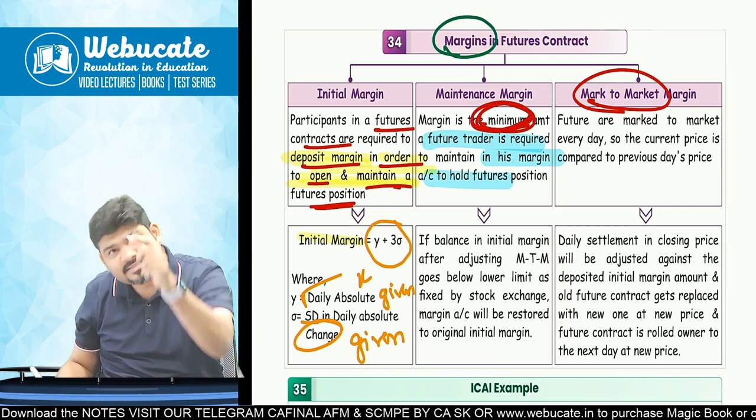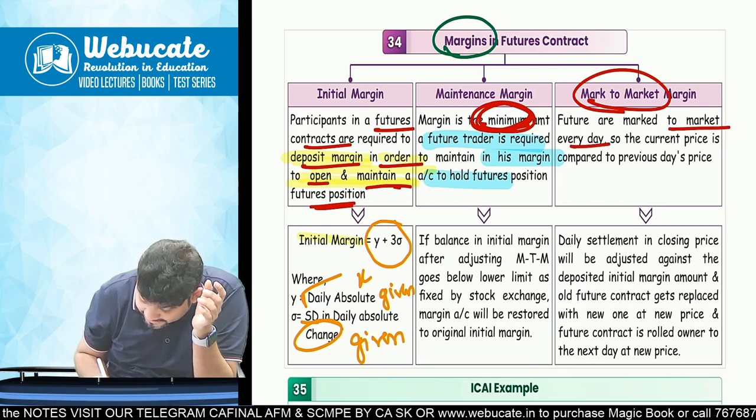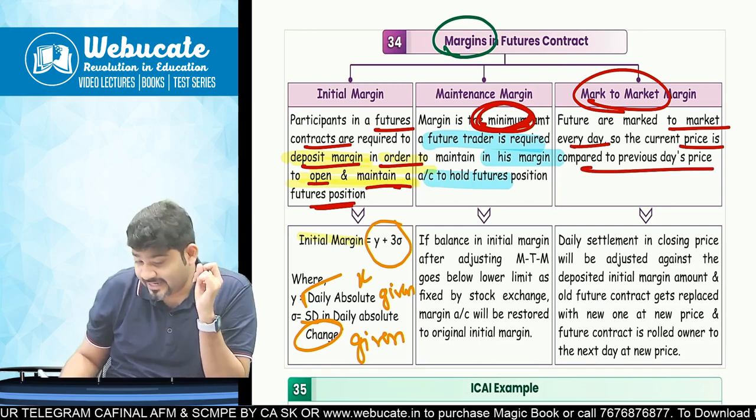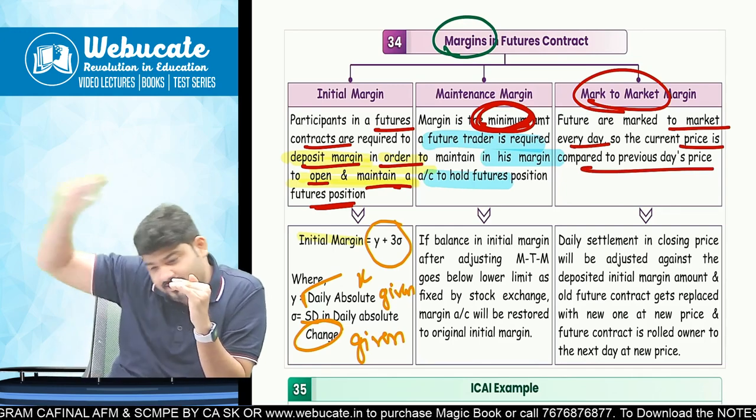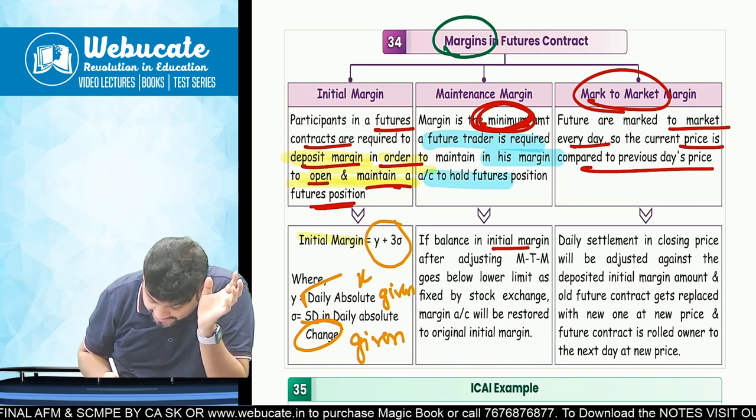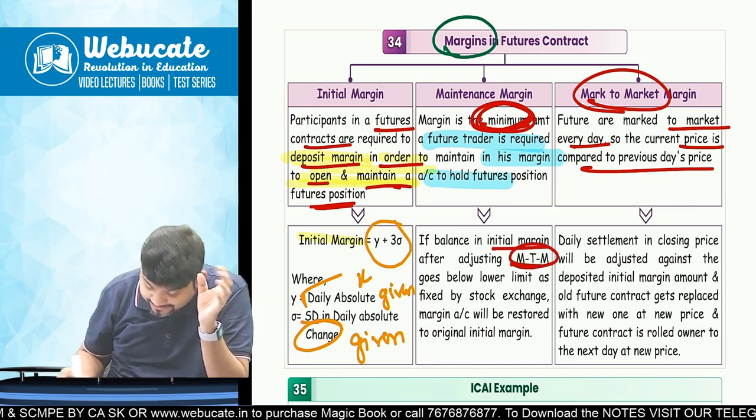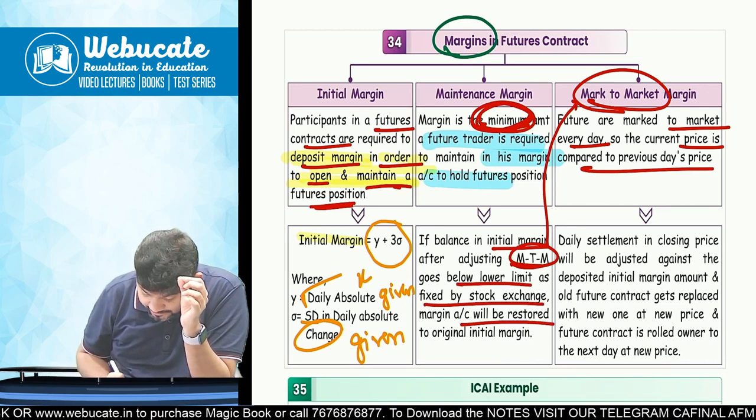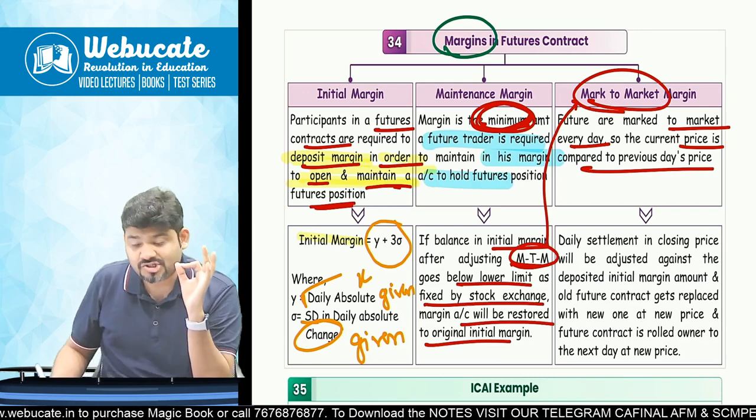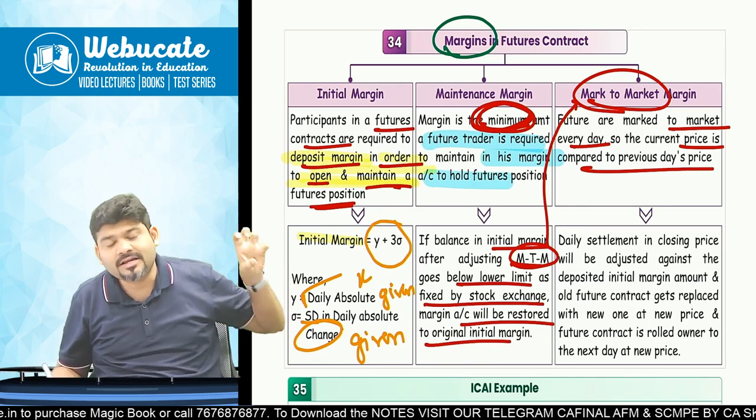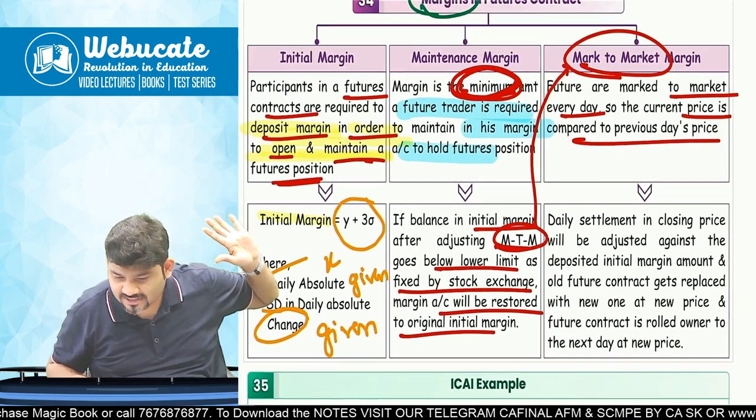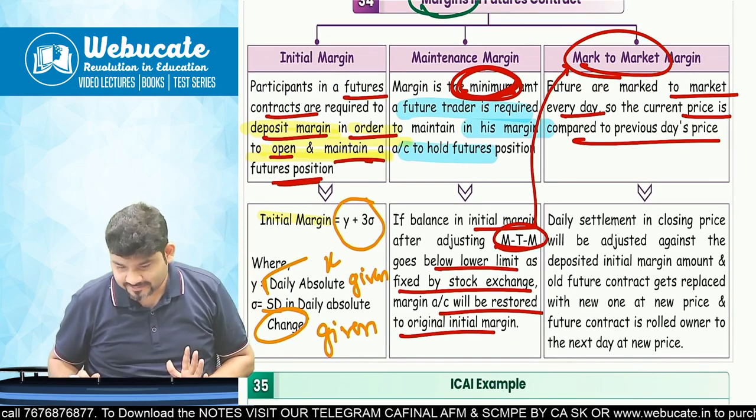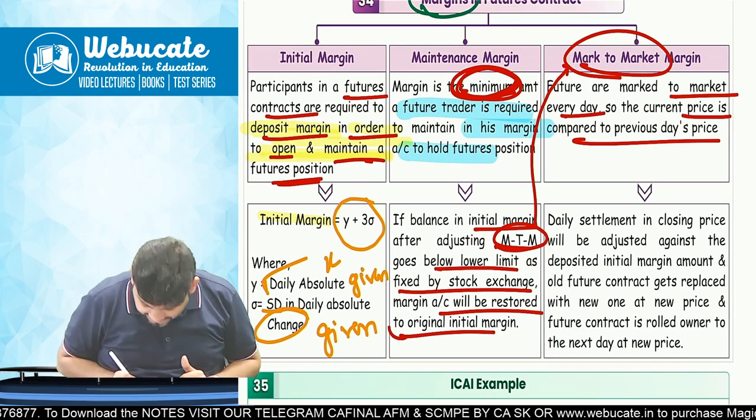Mark to market, settlement daily. Futures are marked to market every day, so the current price is compared to the previous day's price. Now, in case of maintenance margin, if it touches the maintenance margin, refill till the original initial margin. If the balance in the initial margin, after adjusting MTM, mark to market, goes below the lower limit as fixed by the stock exchange, the margin account will be restored to the initial margin. Got it, guys? Yes, sir. Absolutely clear. It will be restored to the original initial margin.